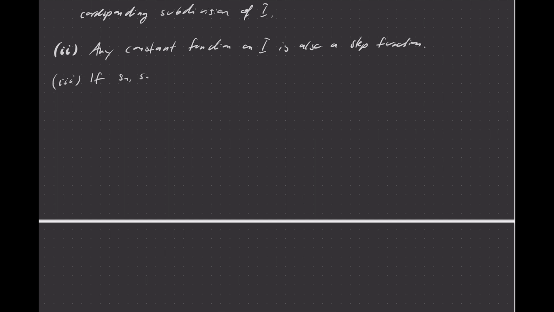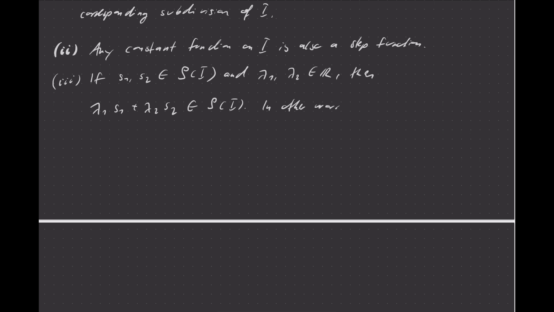So if S1, S2 are step functions on I, and lambda 1, lambda 2 are constants, real numbers, then lambda 1 S1 plus lambda 2 S2 is again in S of I. Or in other words, what you can say is that for any two elements, any linear combination of those two will also be contained in S of I. So that means S of I with the usual pointwise addition and scalar multiplication of functions is a vector space.